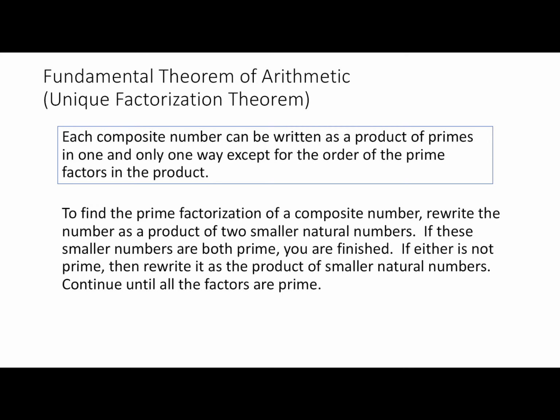Okay, so if I want to find the prime factorization, I'm going to try factoring the number as a product of two smaller natural numbers. If those numbers are prime, I'm done. If either one of those numbers is not prime, I need to factor that into a smaller product of natural numbers. And we're just going to continue until all the factors are prime. So you've probably seen this before.